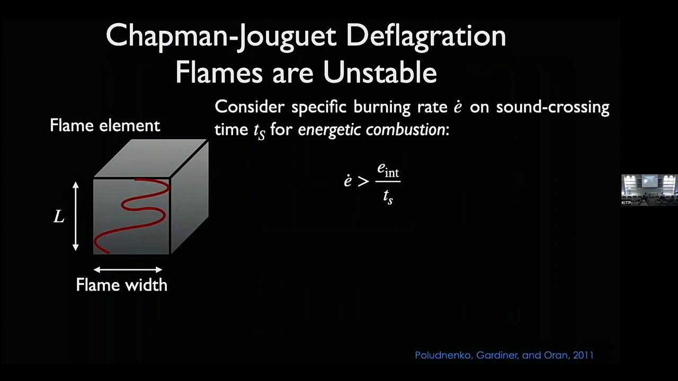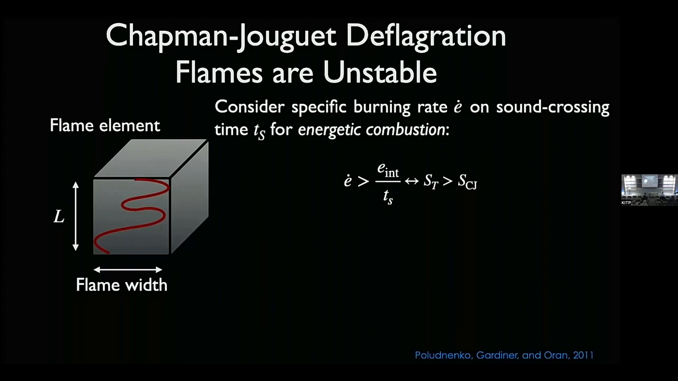We'll call that t_s. Now, if that burning rate becomes comparable to or exceeds the specific internal energy, E internal, divided by the sound crossing time, that flame will become unstable. Unstable meaning that it cannot respond hydrodynamically to the changes occurring within it. And in that paper, Alexei showed that that is equivalent to the condition that the turbulent flame speed exceeds the Chapman-Jouguet deflagration speed.